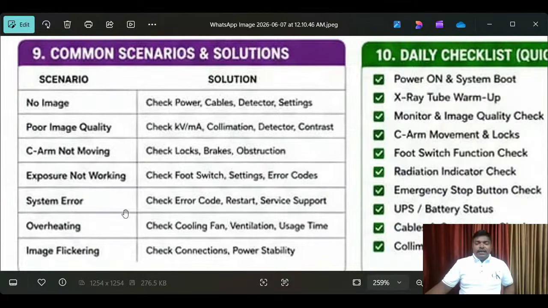Okay, right. Exposure not working means you have to check the foot switch. The exposure switch you operate will get damaged. Then if it is a problem, you have to replace it. It is not expensive. Okay, overheating: check the cooling fan and ventilation, and usage time.